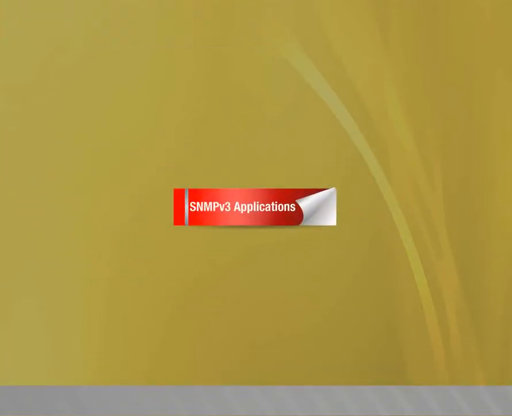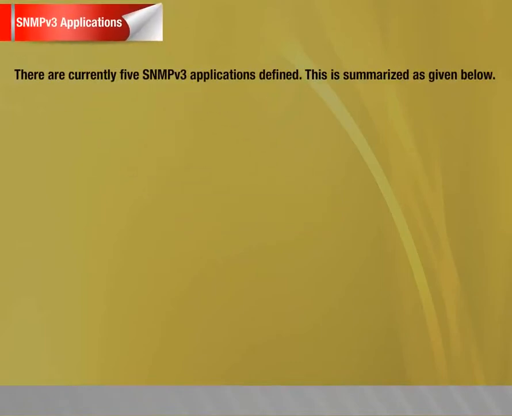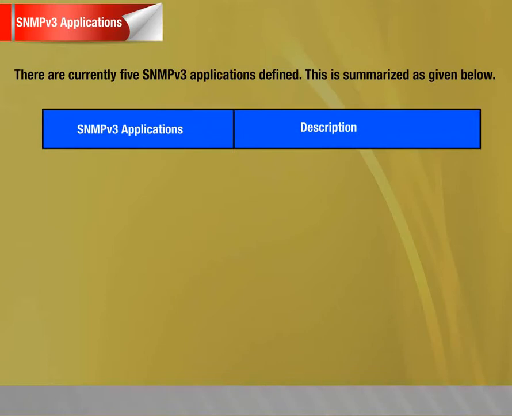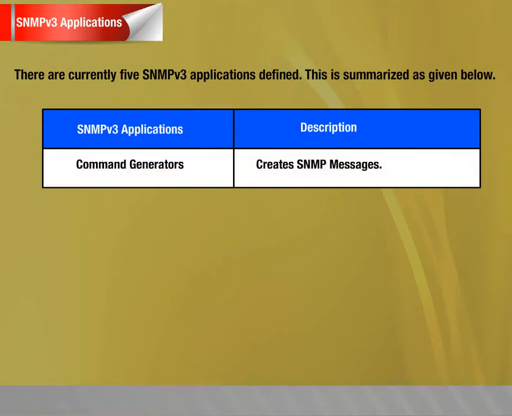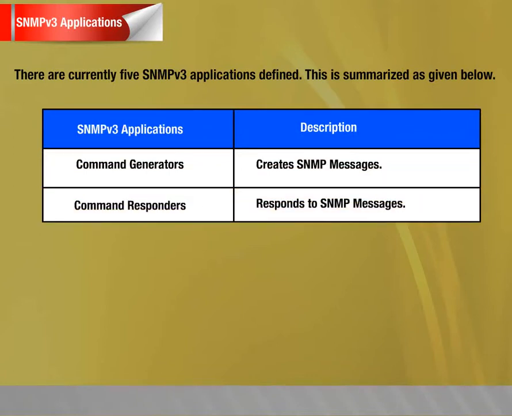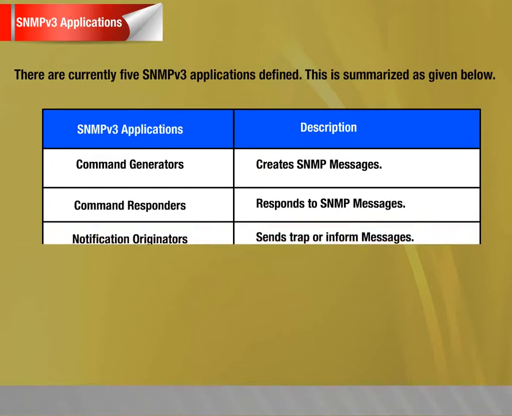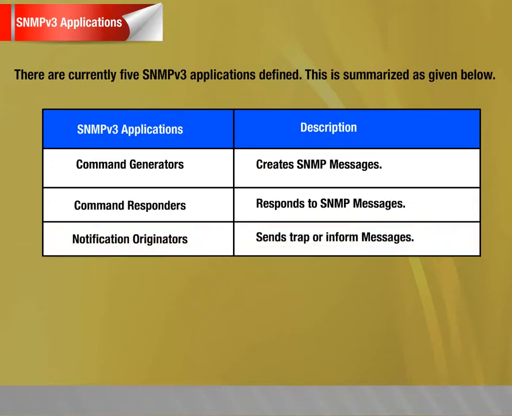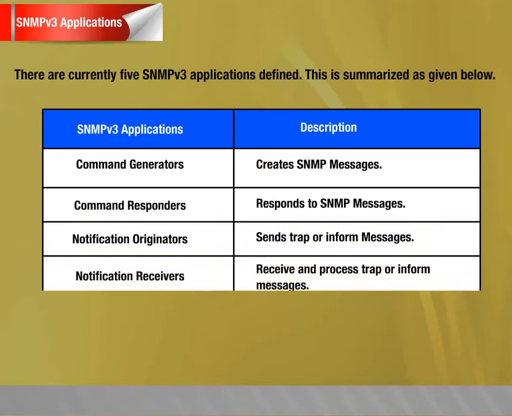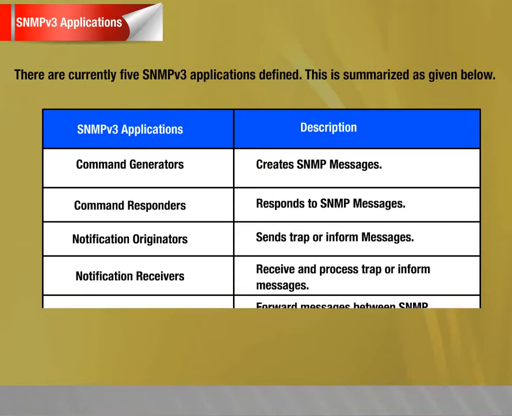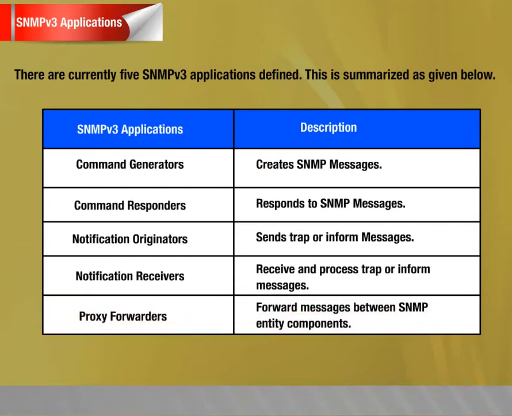SNMP v3 applications. There are currently 5 SNMP v3 applications defined. This is summarized as given below. SNMP v3 applications and descriptions. Command generators create SNMP messages. Command responders respond to SNMP messages. Notification originators send trap or inform messages. Notification receivers receive and process trap or inform messages. Proxy forwarders forward messages between SNMP entity components.